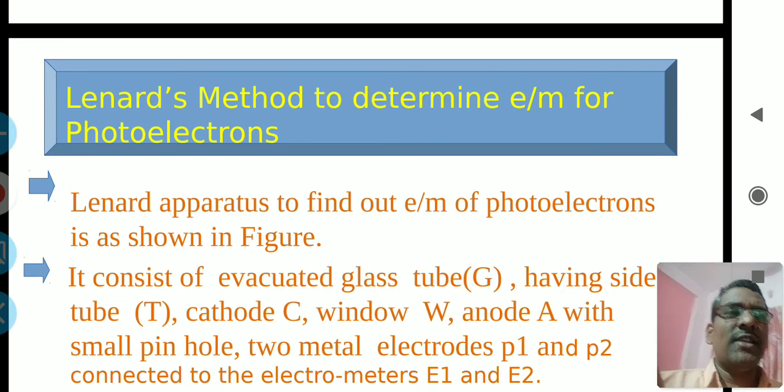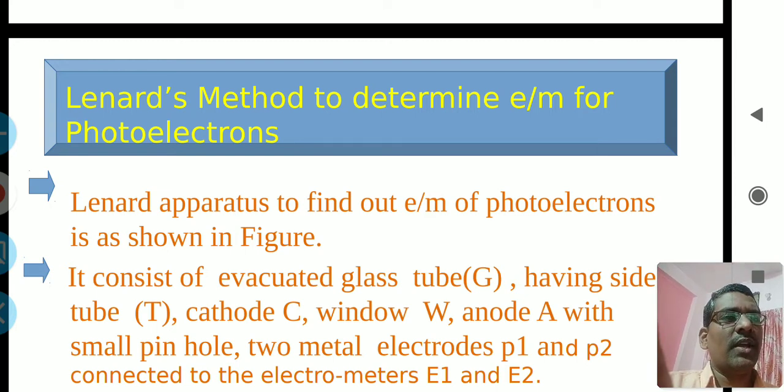Let us see the second bit of this chapter: Lenard's method to determine e by m for photoelectrons. e means charge of the photoelectron and m means mass of the photoelectron. Lenard used the photoelectric effect to determine e by m of photoelectrons. Lenard's apparatus is as shown in the figure below.